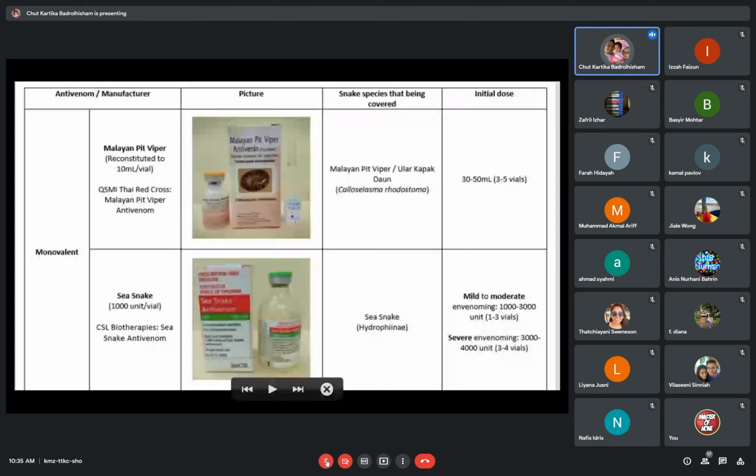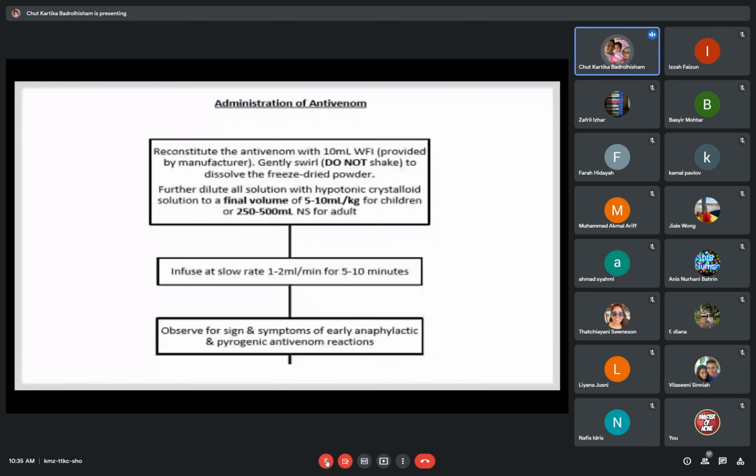You take the antivenom with 10 ml WFI, gently swirl, don't shake, to dissolve the freeze-dried powder and then further dilute the whole solution with hypertonic crystalloid. For children, give a volume of 5 to 10 ml per kg. For adults, with normal strength, 250 to 500 cc. So you infuse slowly. First, infuse slowly about 1 to 2 cc per minute for 5 to 10 minutes, and then observe for signs and symptoms of early anaphylaxis.